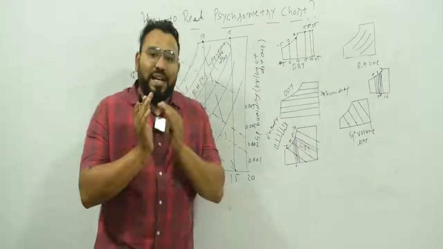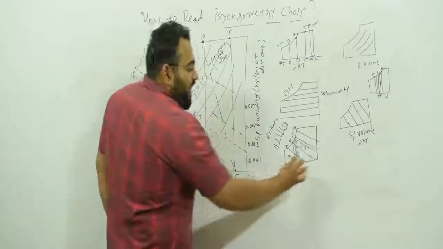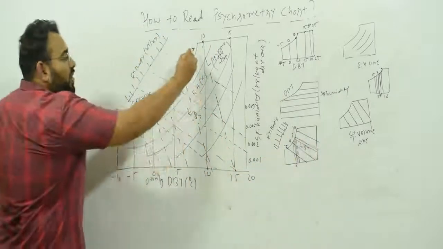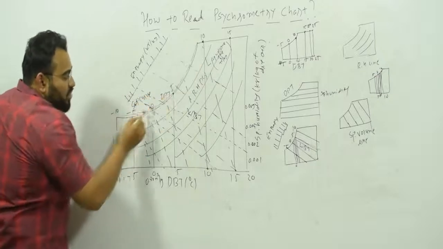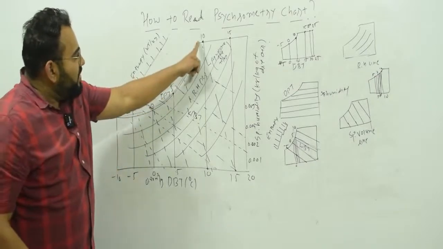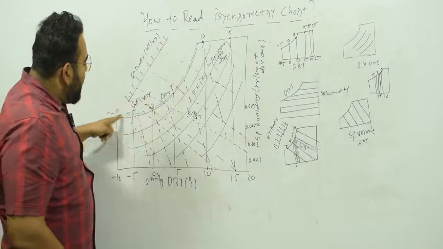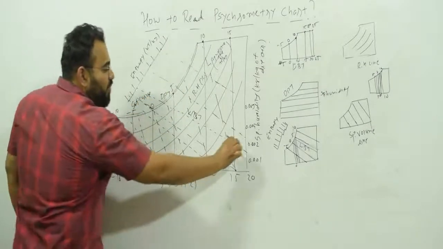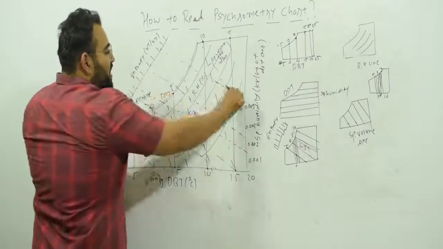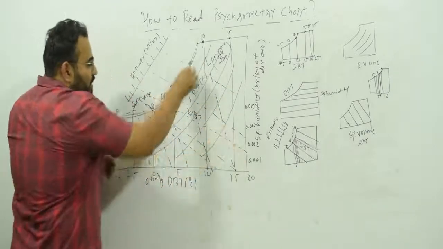So WBT and enthalpy are both correlated. If you extend the WBT line, you can see this curve. This curve is known as the saturation curve. Why saturation curve? Because on this curve, relative humidity will be 100%. So the WBT line goes up to the saturation curve. All these WBT lines go up to this saturation curve.